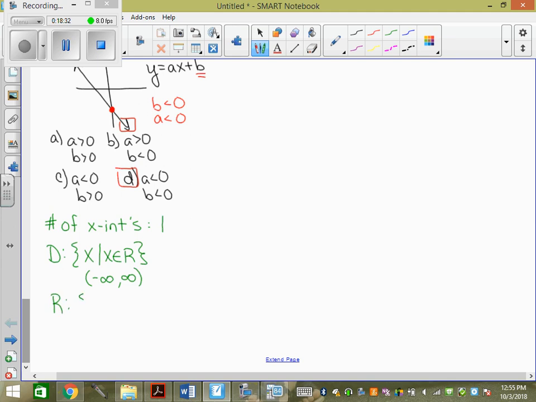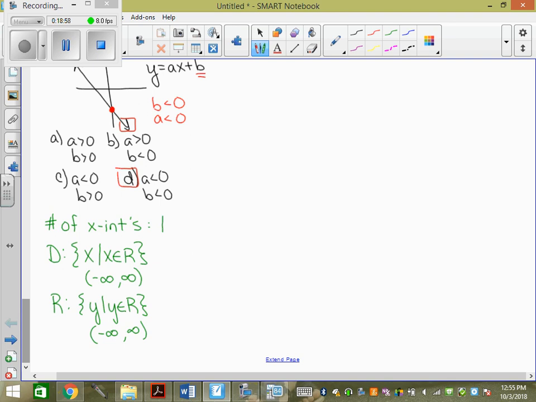The range is going to be y such that y is an element of the reals, except for if it's a word problem. And why do I say that? Say it's a word problem and it's a cost function, and say that it just increases as you go along, right? Now, say x is time. Can we have negative time? No. So then your domain would start at 0, okay?